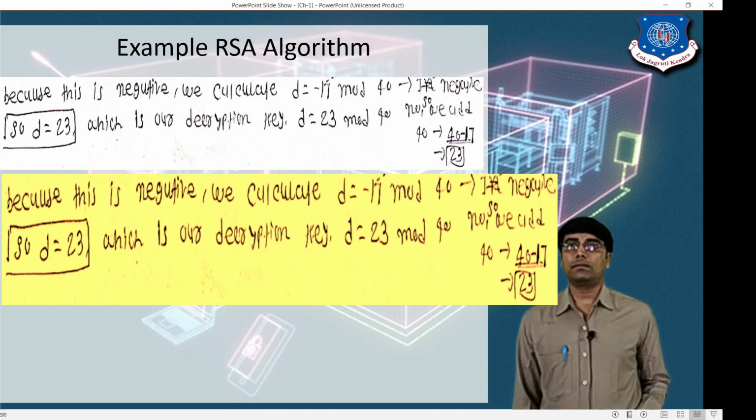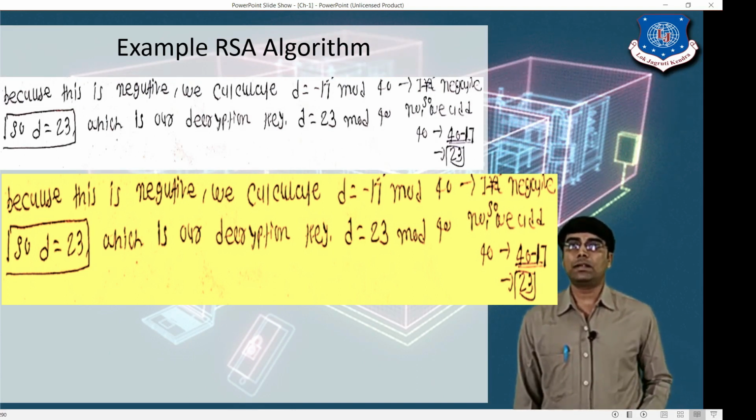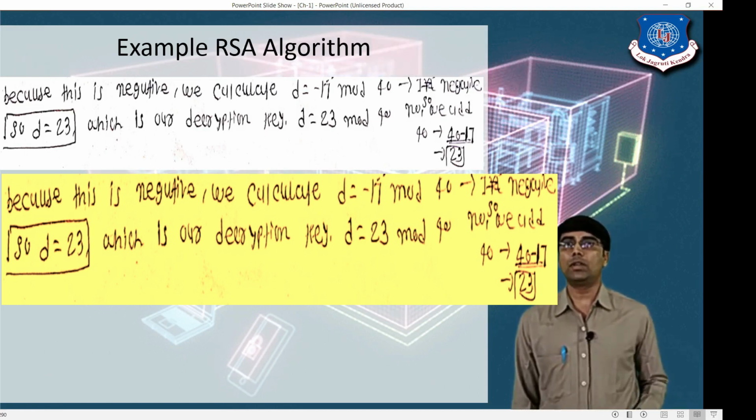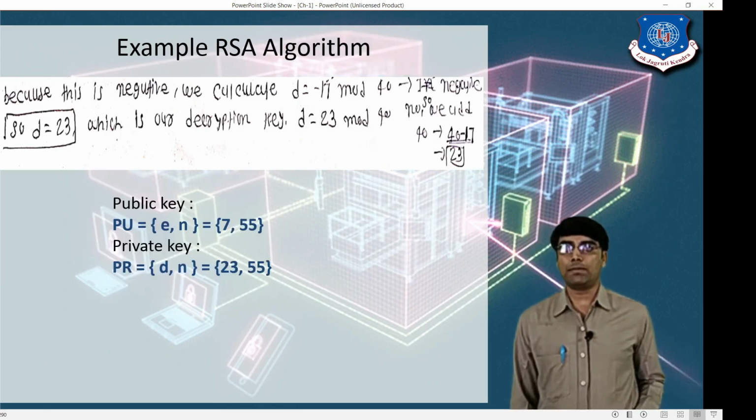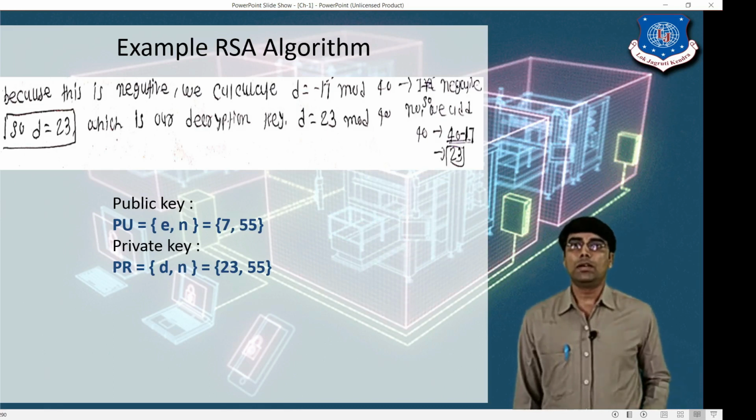Here, because minus 17 is a negative number, we cannot consider the negative number. So we have to convert it into a positive number. Now minus 17 mod 40 means we have to add 40 to minus 17. So 40 minus 17 gives 23. So D equals 23. Now our decryption key is 23. So now we have two values, the public key and the private key. The public key is 7, 55 and the private key is 23, 55.